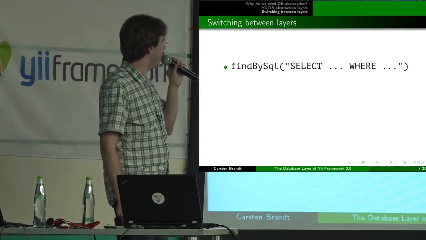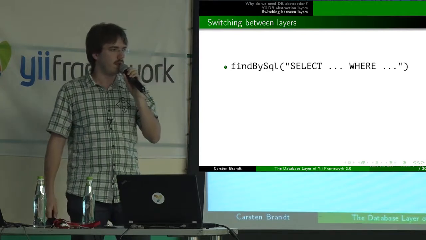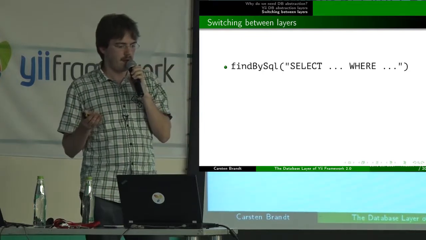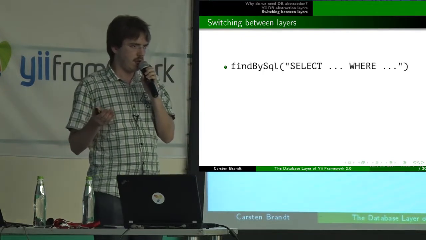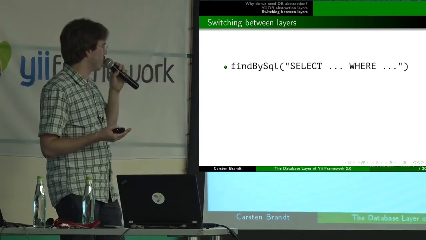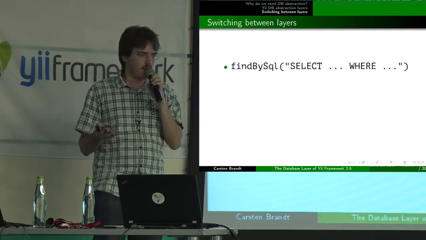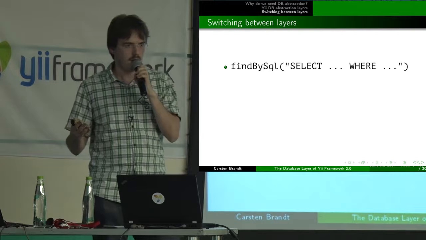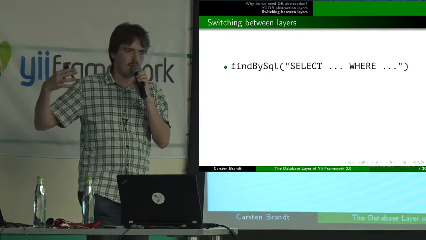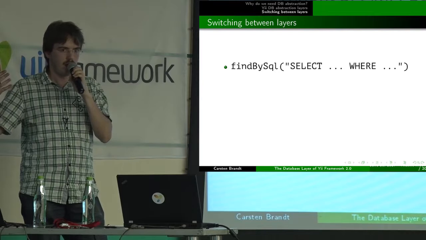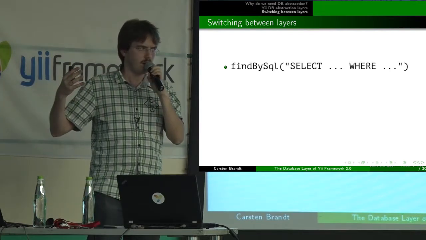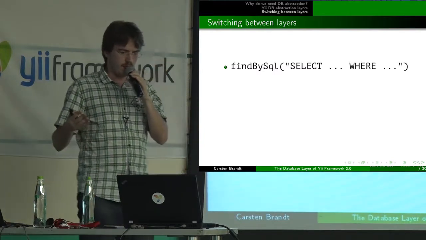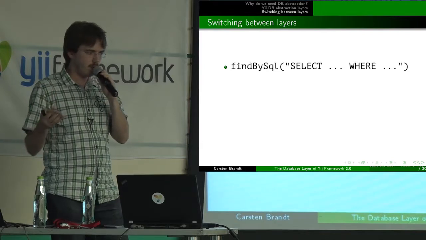Now to switching between layers. Sometimes you just don't want to express some complex SQL in PHP code because it will be much better readable if you just write it in SQL. For complex SQL, it's more often easier to just read the SQL and understand what it is instead of working with the abstraction layer and trying to express what you want in something. So you want to express the query in plain SQL.